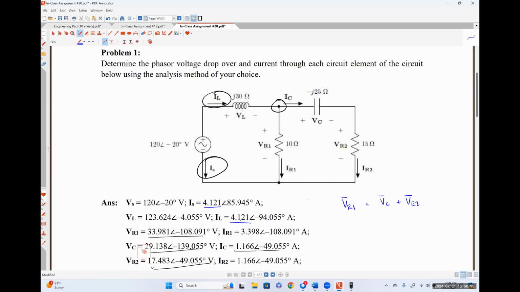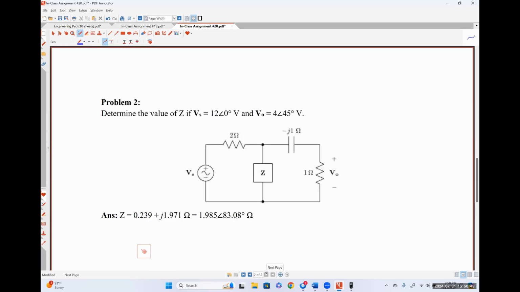I would like you guys to finish up this in-class assignment problem on your own and attempt problem 2. I will probably work problem 2 with you at the beginning of the next class meeting. But I would like you to just give it a try and work a problem on your own before our next class meeting.